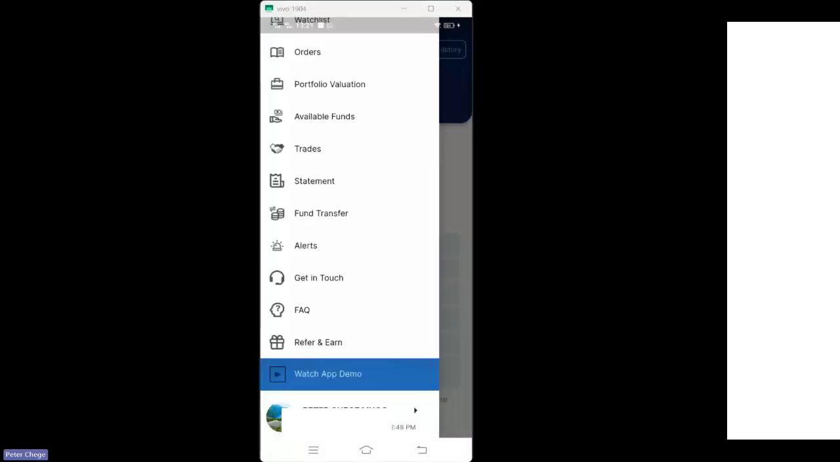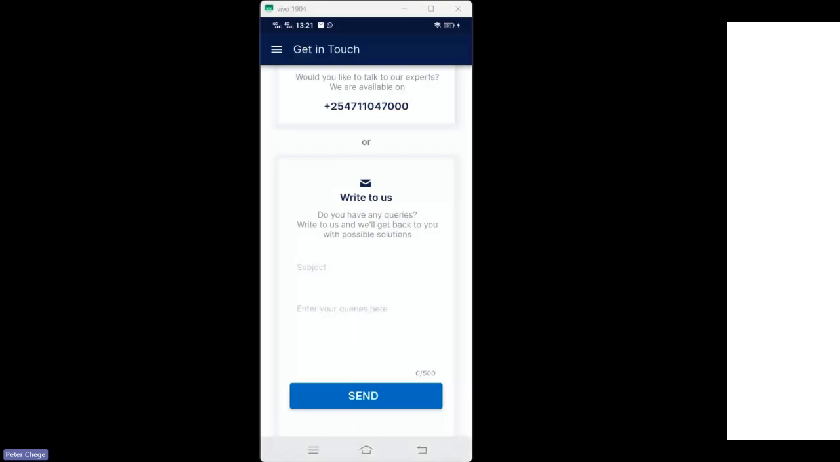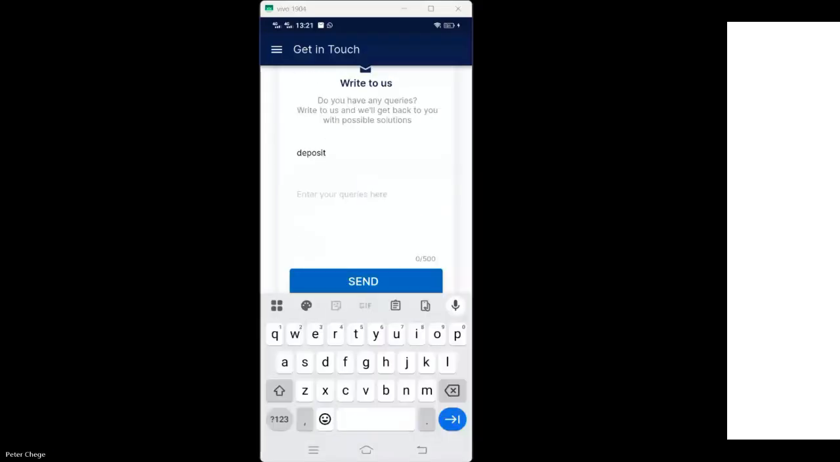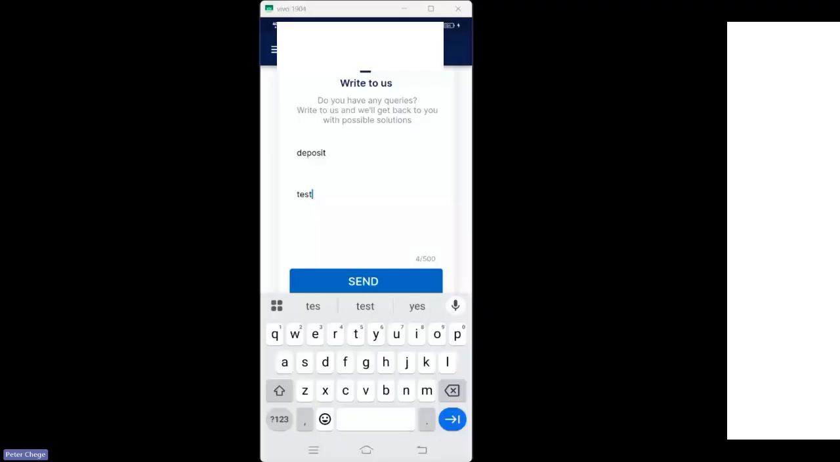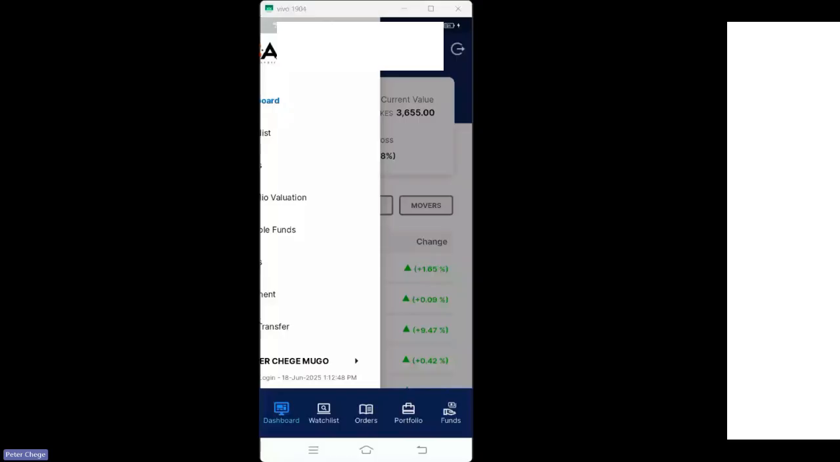You go to get in touch. We have your number, our number there. You just go to subject, you say deposit. Don't write so many stories, deposit. Then where there is enter query, add the message you received from the bank, either via email or SMS, then you click send. Let me just type test, then click send. It is successful. And our account manager, about that email that he receives, I've already received that email.